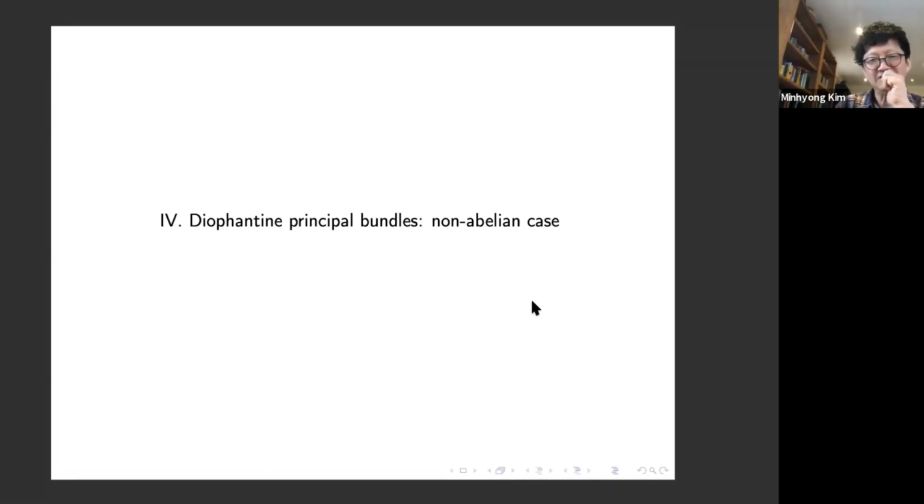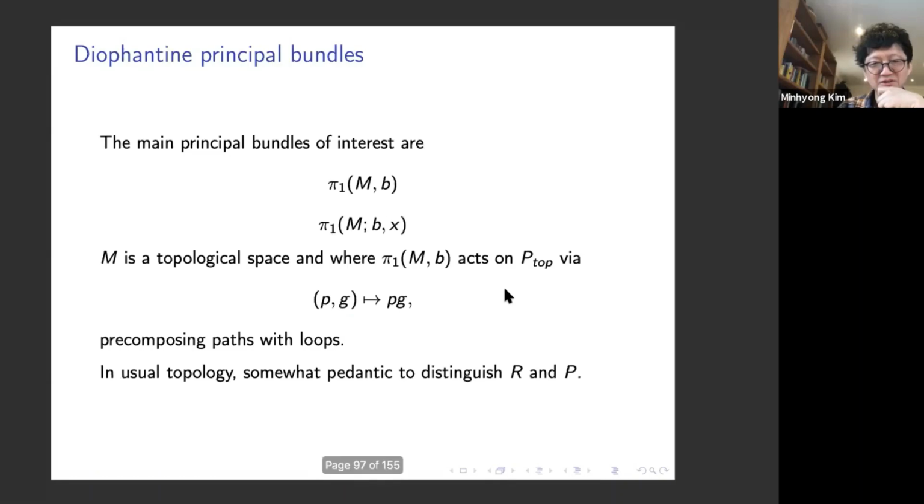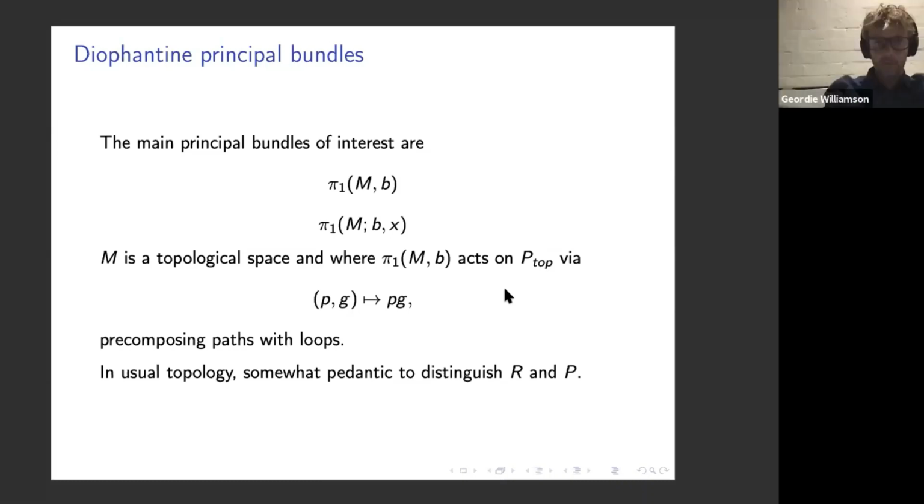Okay, so now let me move on to this story of how one tries to generalize, extend this elliptic curve picture to curves of higher genus. So it turns out that really the main principal bundle of interest is just this: the group is a fundamental group of a space with some base point, and the principal bundle is just the homotopy classes of paths from your base point to some other point. This is all it is.